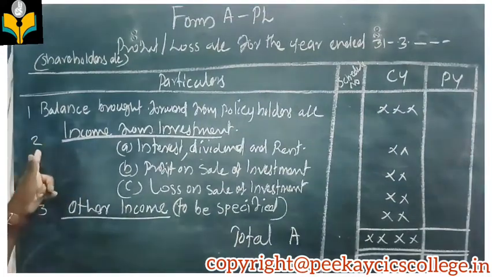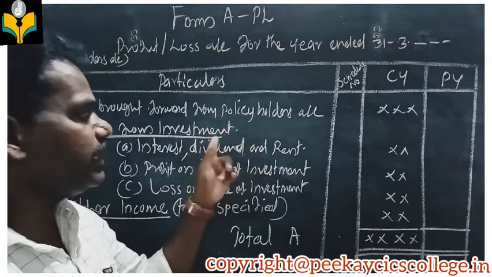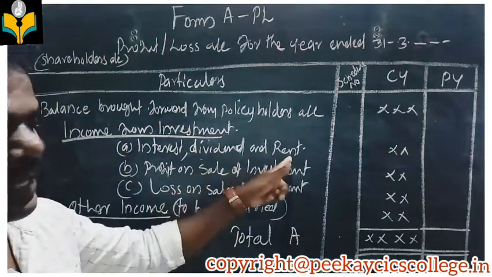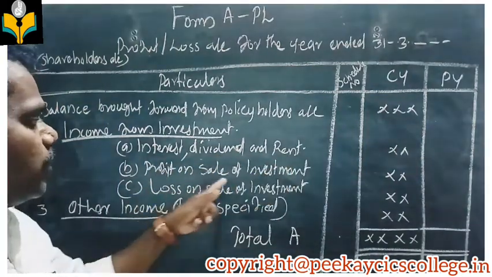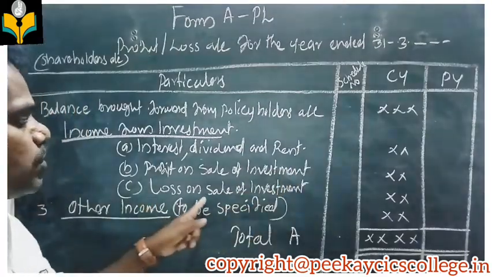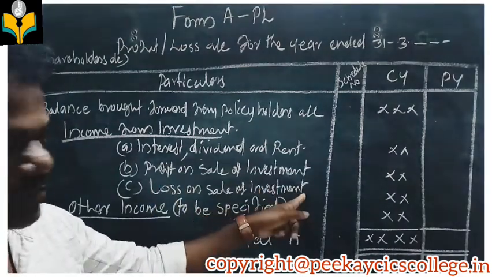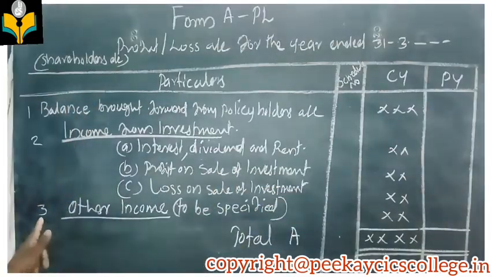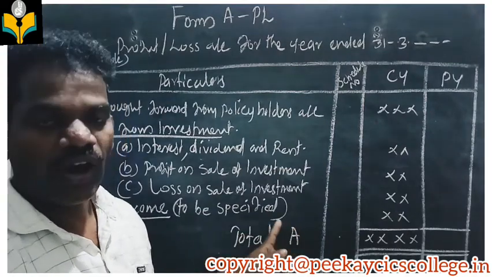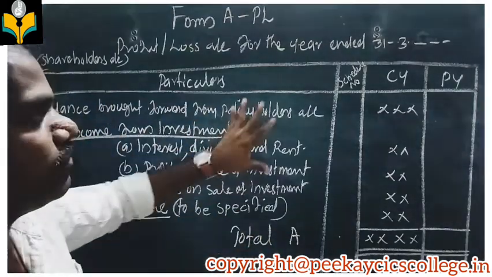Okay. Then second part, income from investment. Any income generated from any investment of insurance companies like interest, dividend and rent. Then profit on sale of investment or redemption of investment. Then loss on sale of investment, that means that will be deducted from the profit on sale of investment. Then the balance amount. Then third one, other income to be specified. That means any donation received or any transfer fees, that is other income. So this is the income side of profit and loss account.